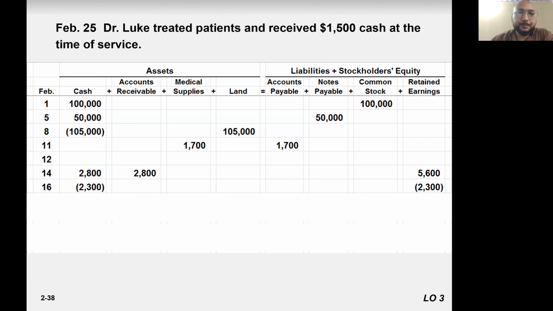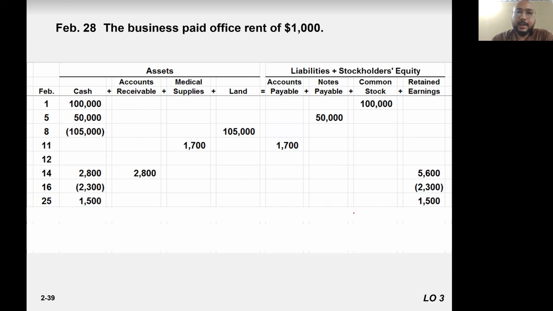So here we go. On the 25th, Dr. Luke treated patients and received 1,500 in cash at the time of service. So this is cash sales, so no customer is recorded. Why? Because the customer paid on the spot. Cash is increased, revenue is increased. On the 28th, the business paid rent. Rent is paid, cash decreases, expense increases; expense is written as negative here.